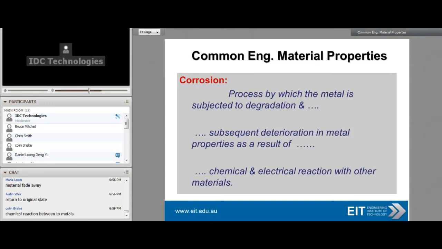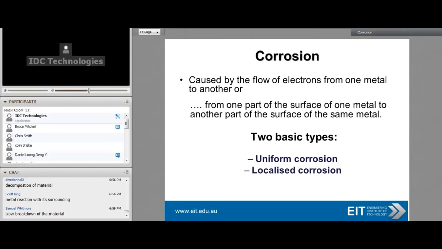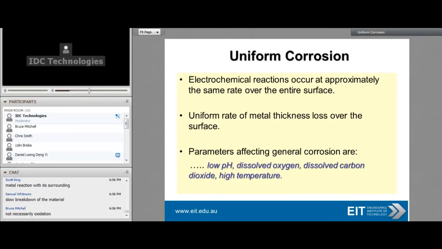To me, corrosion is a loss of material due to a chemical and electrical reaction. It's a loss of material. It can be gradual or it can be rapid, but it's a loss of material. And if we lose material, then we lose strength. Now, there are two types of corrosion that we're going to look at in this webinar. That's uniform and localized corrosion.